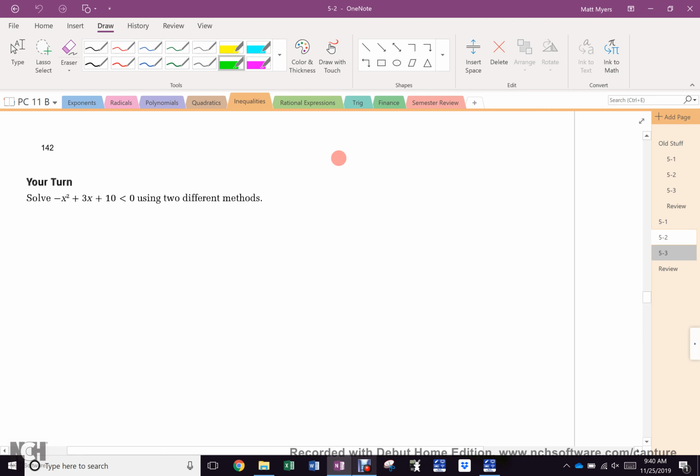I have asked you to use two different methods. Please remind me of the three methods you have at your disposal. What is method one? Graph, and then you solve by inspection, right? Because all you have to do with a graph is look at it.